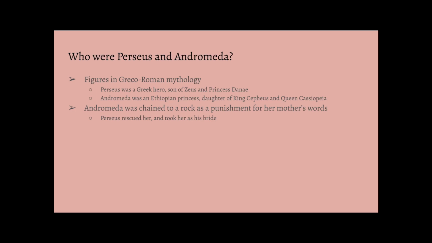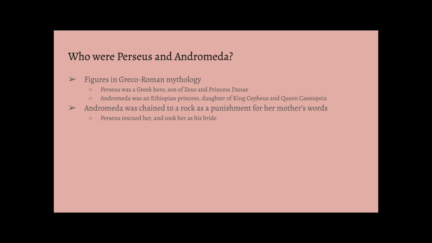So for part two, the cultural analysis of this presentation, let's get into it. So from the painting, who were Perseus and Andromeda? Perseus and Andromeda were figures in Greco-Roman mythology. Perseus was a Greek hero, a son of Zeus and the princess Danae, and Andromeda was an Ethiopian princess, a daughter of King Cepheus and Queen Cassiopeia.